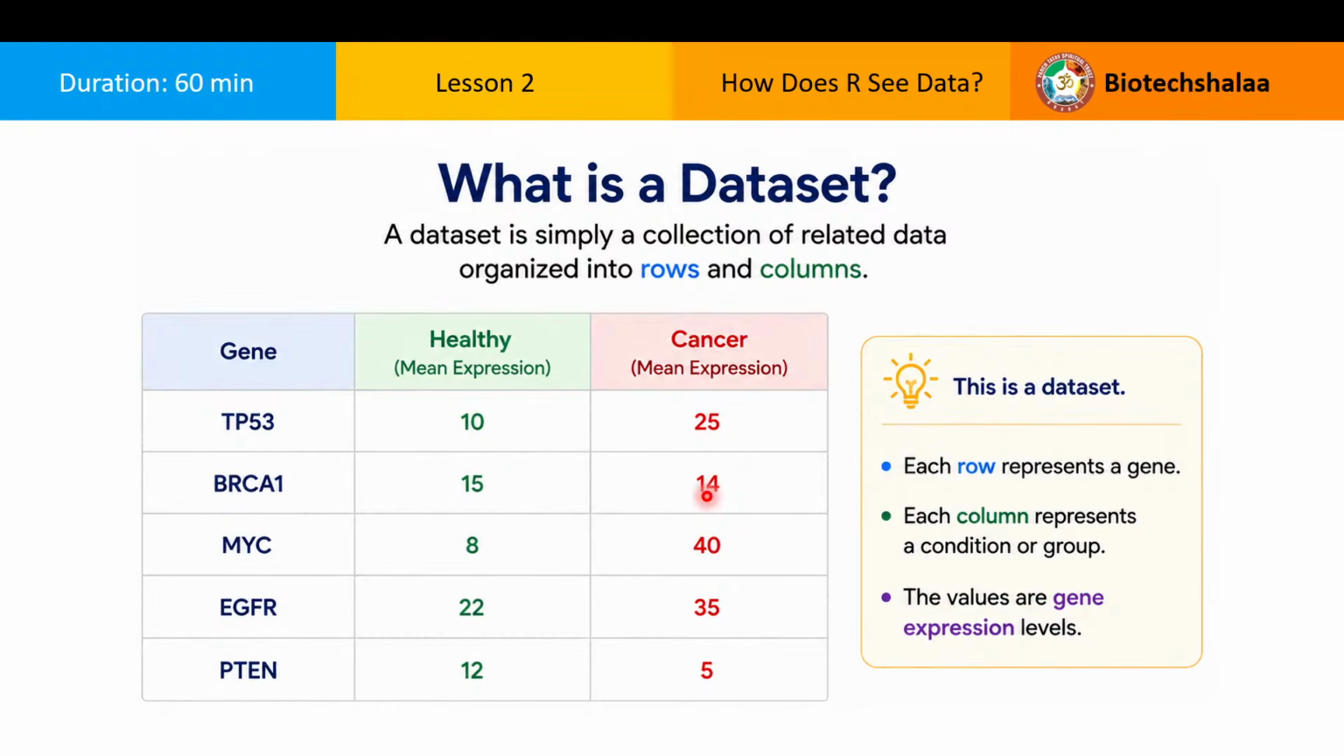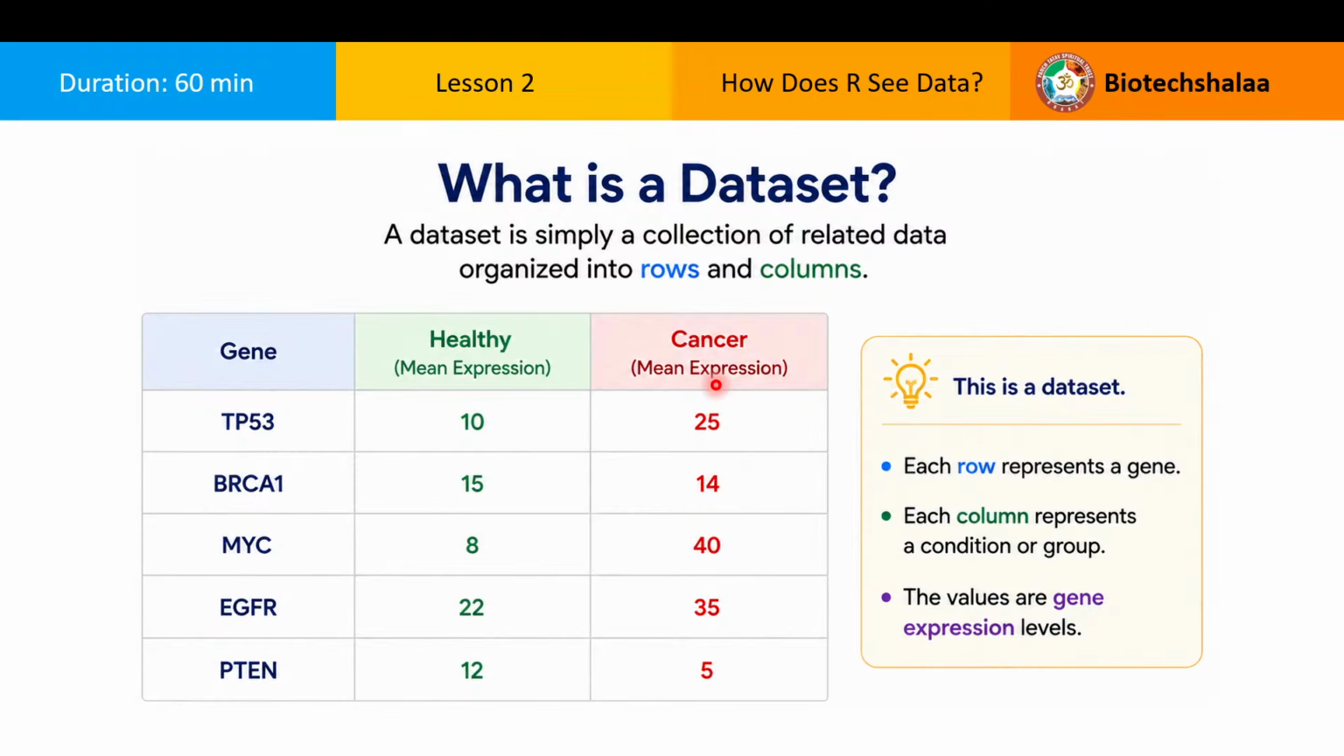Now imagine you are a computer. The computer does not know biology, it does not know what cancer is, it does not know what a gene is. Instead, it sees something much simpler. Instead of seeing genes, the computer sees column 1. Instead of mean expression of healthy cells, it sees column 2. And here the computer sees column 3. So to the computer, column 1 contains text, column 2 contains numbers, and column 3 again contains numbers.